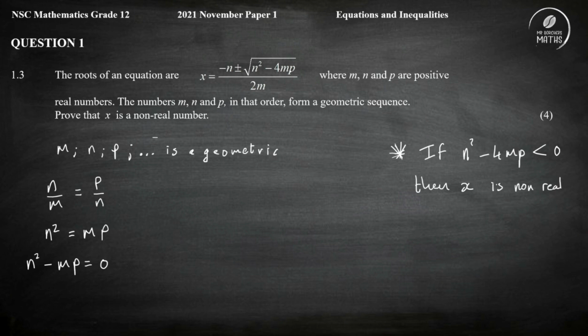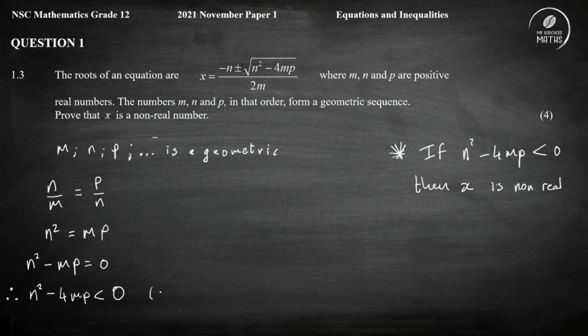Okay, now this is looking similar. It has some similarities to our discriminant, but the discriminant has a 4 multiplying the mp. Let's have a look at this. n squared minus mp is equal to 0. And m and p are positive numbers. So that means we could now safely say that if n squared minus mp equals 0 and m and p are positive numbers, then we could for sure definitely say that n squared minus 4mp would be less than 0.